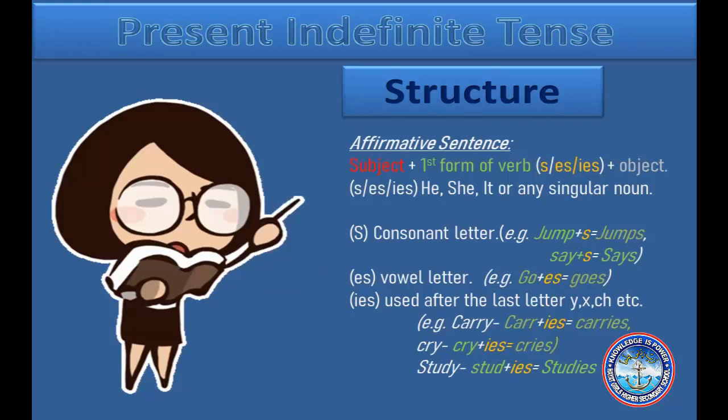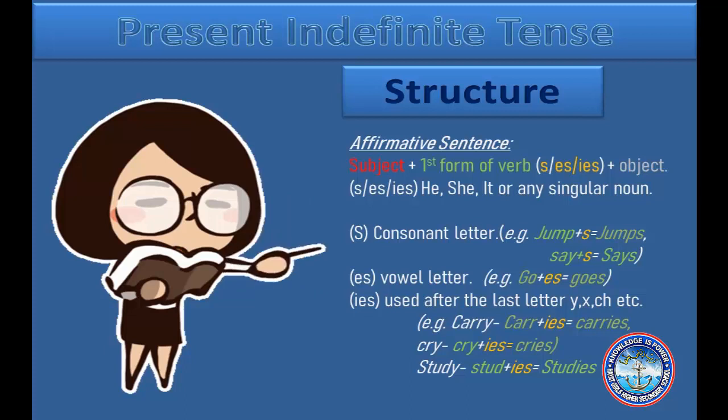Now let me tell you about subject. Subject means a doer. If the subject is in third person singular, meaning if the subject is he, she, it or any singular noun, then s, es or ies will be used. But at some point, students get confused and stuck in the middle of sentences about where to use s, es or ies. So dear students, let me explain where to use these letters.